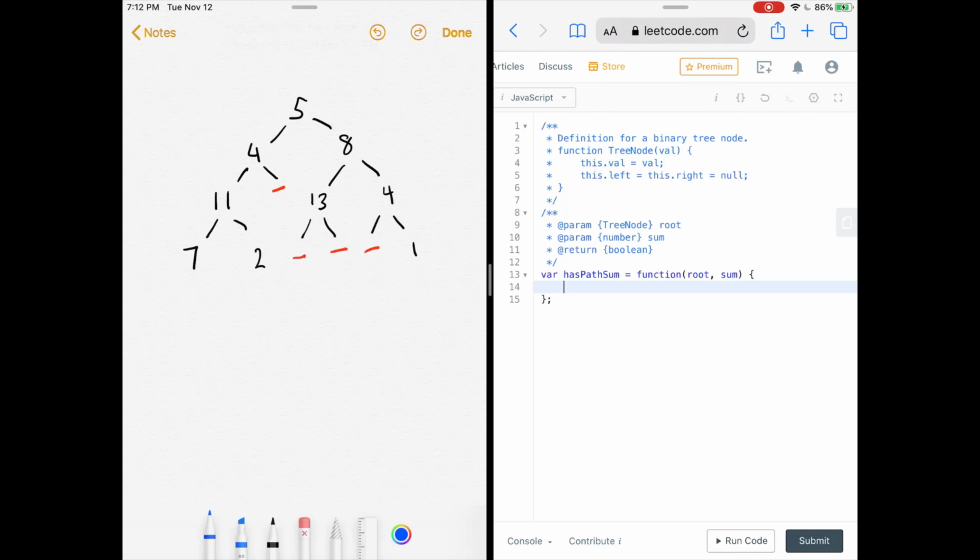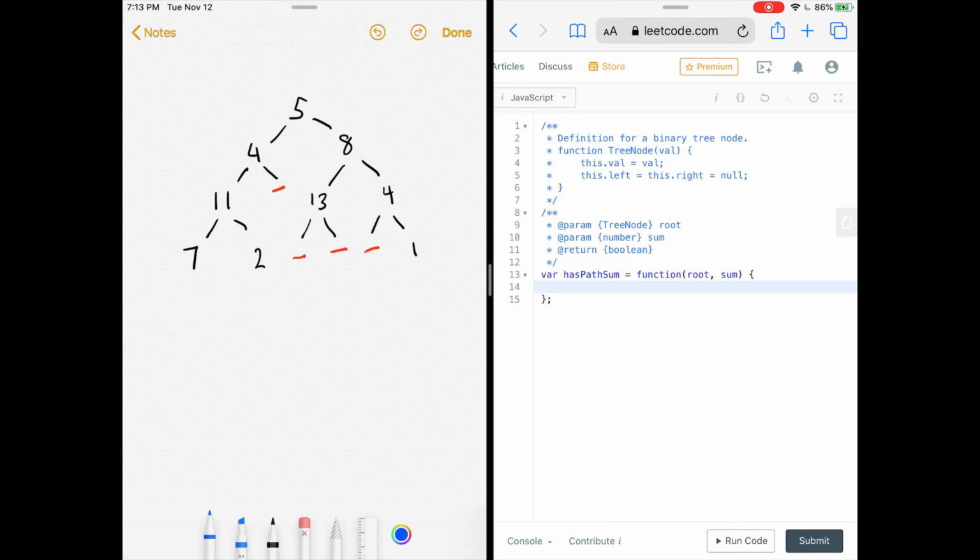All right, so what LeetCode has given us is a function called hasPathSum, which accepts a root and the sum. The root is not necessarily the root like we'd expect, which would just be the number 5. It just means whatever node we're on. So if we're on the node 11, that would be considered the root. And the sum is just our target value.